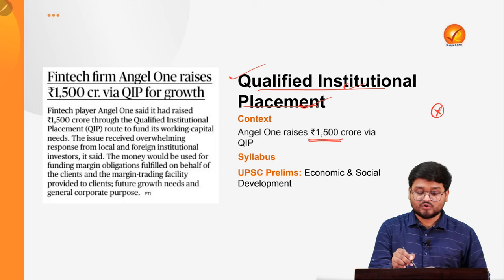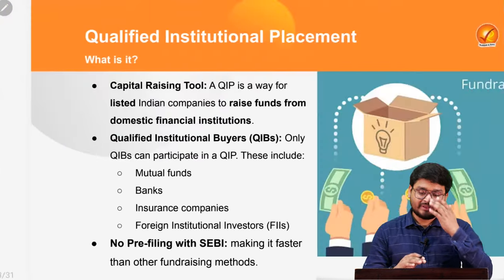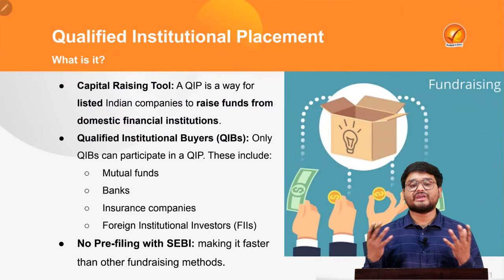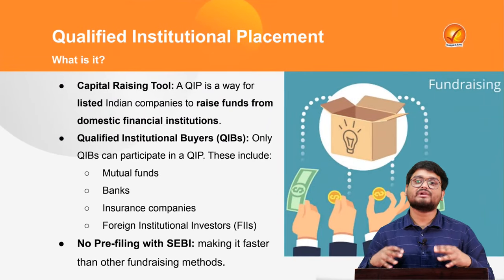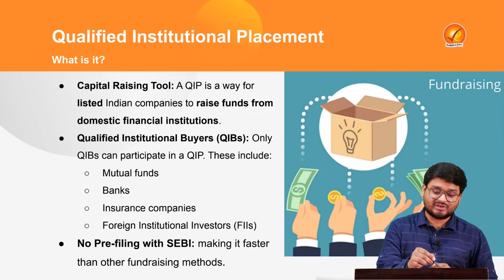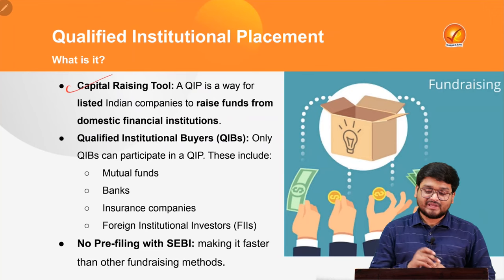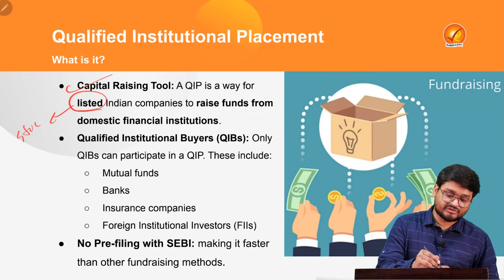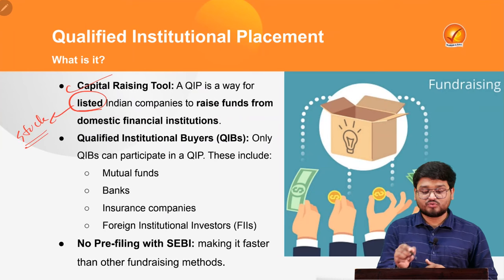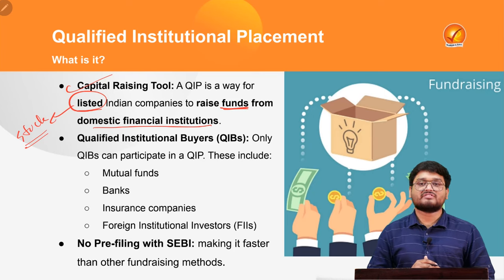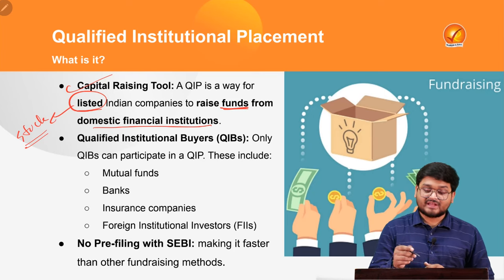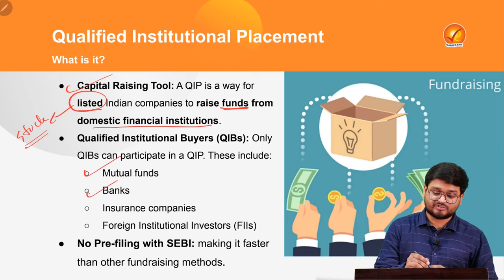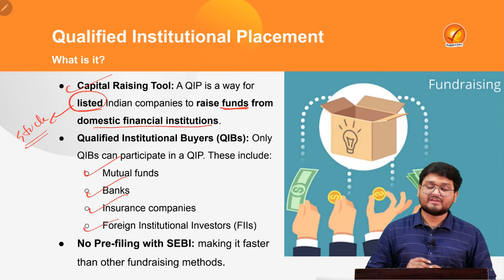In the final article, we'll be discussing qualified institutional placement, where recently a fintech company has raised 1500 crores via a qualified institutional placement. Now, you know there are various ways for companies to raise new capital or funds. One of the ways is QIP. It is a way for listed Indian companies, listed on the stock exchange, to raise funds from domestic financial institutions. And these institutions are mutual funds, banks, insurance companies, or FIIs.